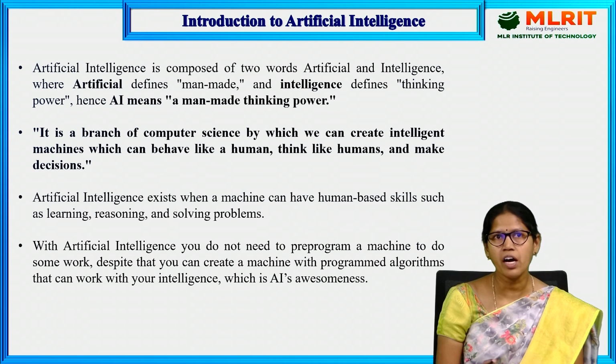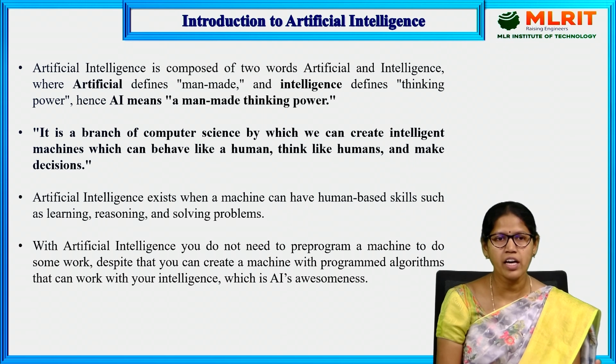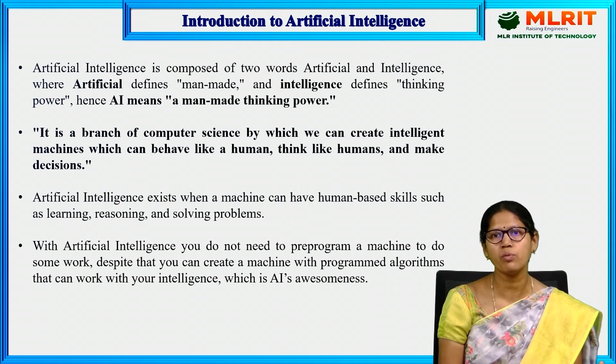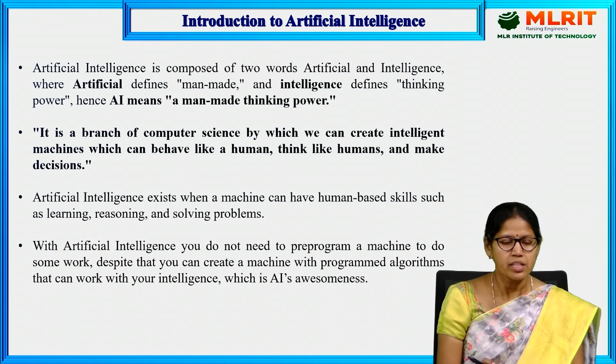If you observe artificial intelligence, these are the two words. What is meant by artificial and what is meant by intelligence? Artificial means that which is not natural, that which is made by humans. And intelligence means thinking power. Combined, it is a man-made thinking power. That is artificial intelligence by observing the words.